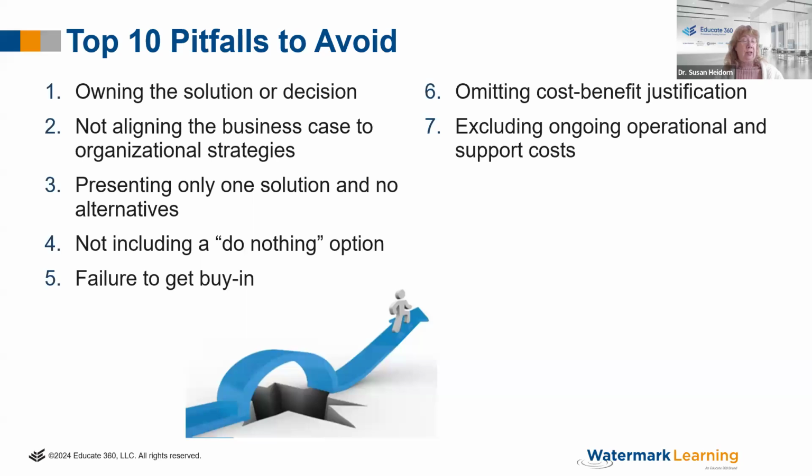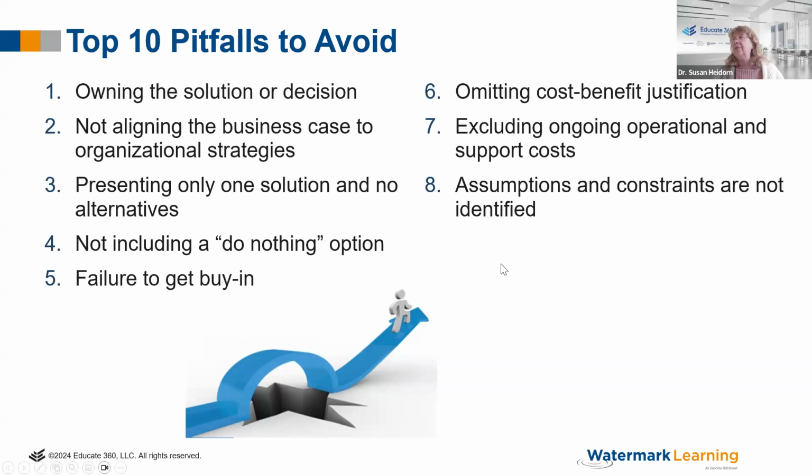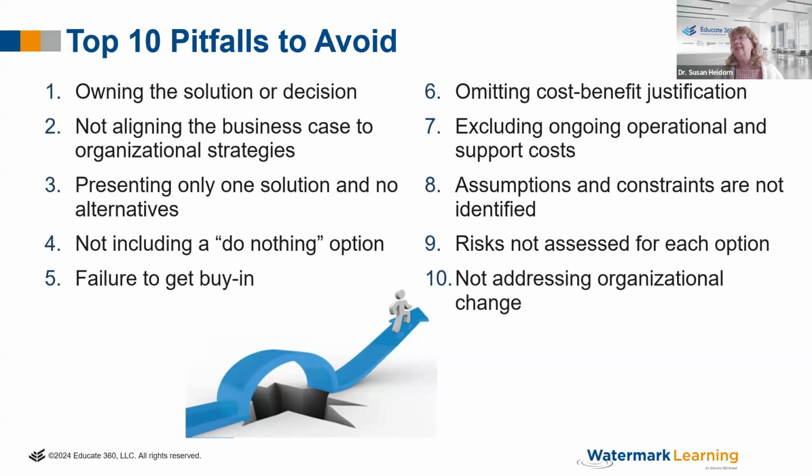And if you're not transparent with it, somebody's going to go, well, gosh, that cost a lot more than we thought it was. Well, because you probably didn't put your operational and support cost in. Assumptions and constraints aren't identified. And we talked about that, risk not assessed. And not addressing the org change. So these are the pitfalls. And owning the solution decision means that we certainly don't own it as the person creating the business case.